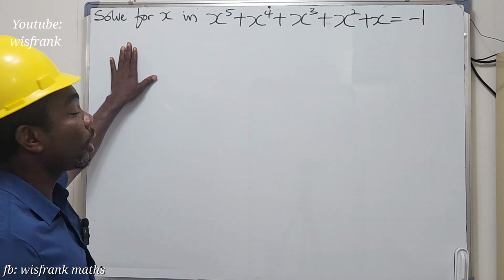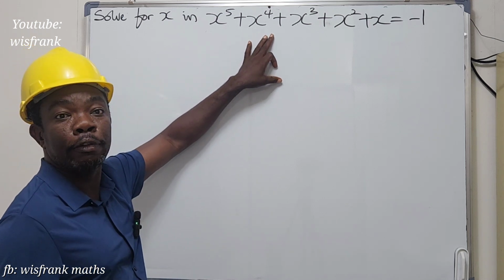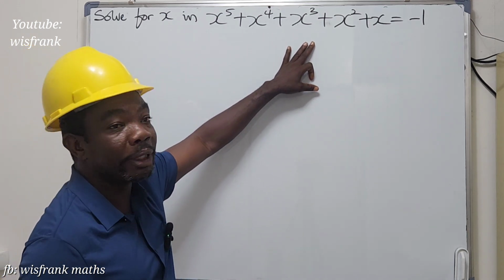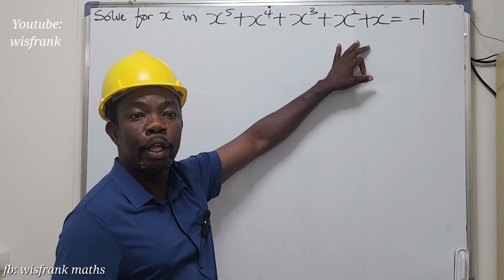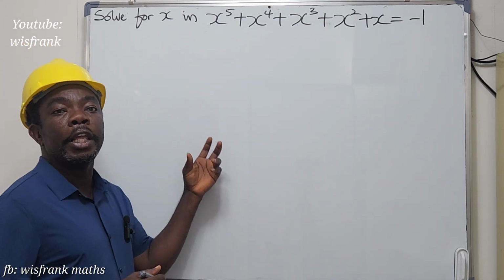Today we are looking at this question, and it says, solve for x in x to the power of 5 plus x to the power of 4 plus x to the power of 3 plus x to the power of 2 plus x equals to minus 1. And here we are going to find the value of this equation.